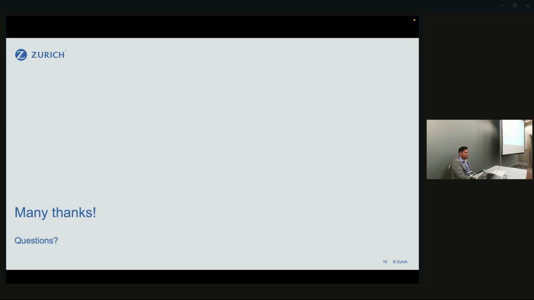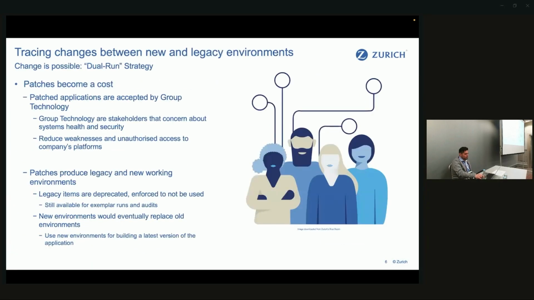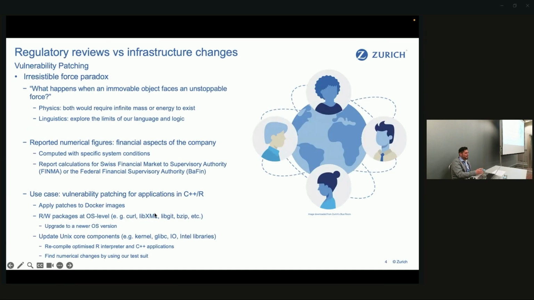Most of them don't touch the numbers. So let's say 90% of the patches don't produce any numerical changes. Yeah, so if we patch curl, XML, Git, zip, they don't produce numerical changes. It's just when there is another kind of patch, especially the ones in the kernel or in libc, that they automatically produce changes. The same when there's a patch in the Intel libraries about threads or something, this will need a recompile.